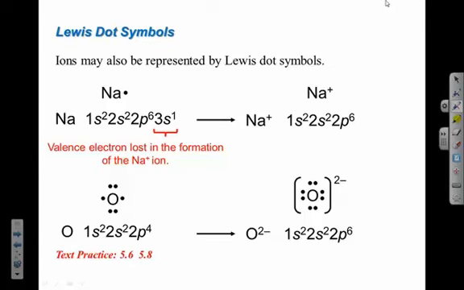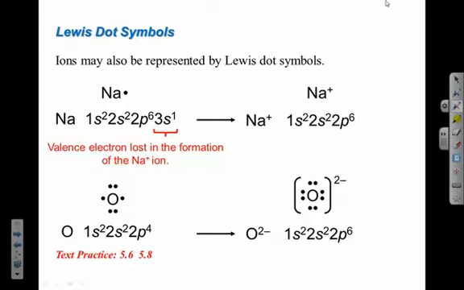Sodium has 1 valence electron at the 3rd energy level. If it loses it, then it still has the 2nd energy level underneath with 8 electrons. Once that third energy level electron's gone, the second energy level electrons become the valence electrons. So you can put 8 dots around there if you want. Without them, that's also okay, because it's showing that the entire third energy level is gone.